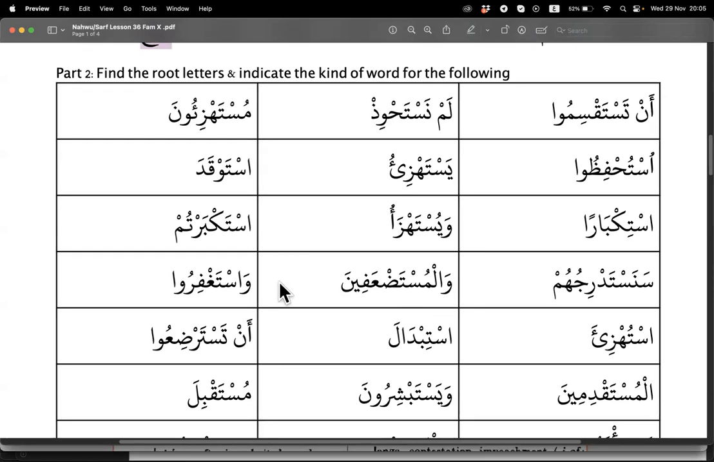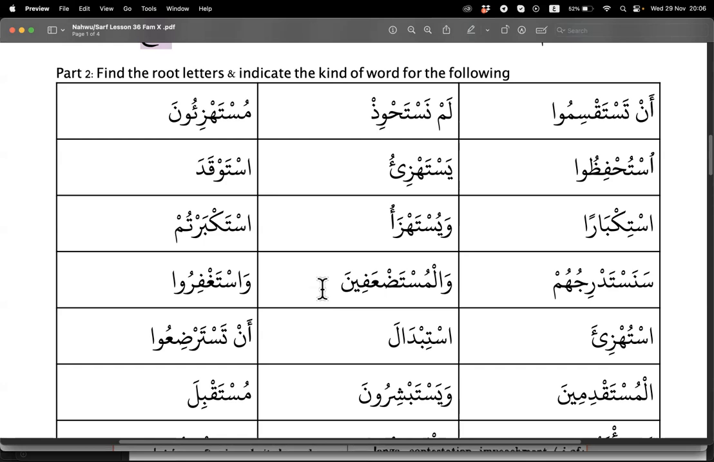So what are the root letters? The root letters are dad ain fa. So the second root letter is ain, so it has a fathah. So yes, this is isim maf'ul. Good. Can it be isim zarf? Also can, because also fathah, same. Oh, this one cannot, because of the gender, cannot.